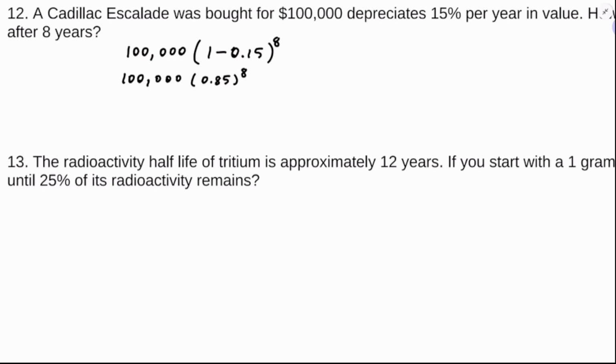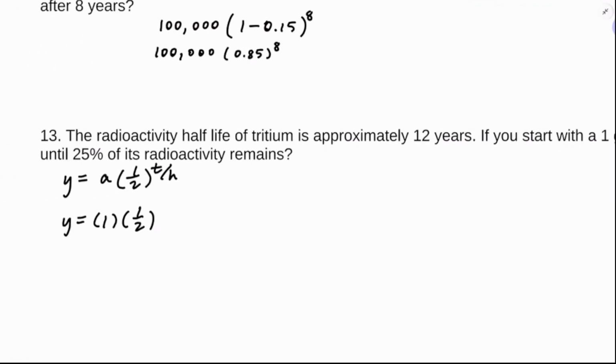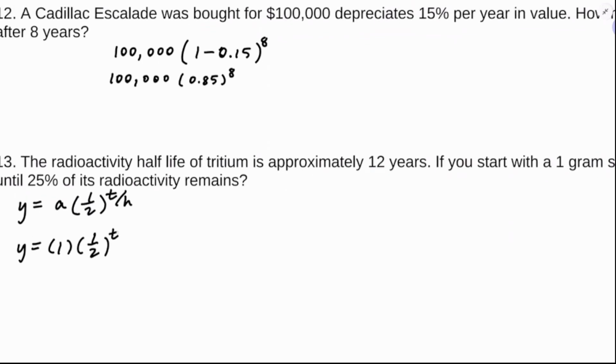If we wanted to do half-life stuff, the formula is the amount is equal to some starting amount, some A, times the half-life to the time divided by the half-life they give you. So if you start with a 1 gram sample, A would be 1. So it'd be y equals 1 times 1/2 to the T divided by 12, since they said the half-life was 12. T would be measured in years, and we would do T divided by 12 because that would give you the number of half-lives.